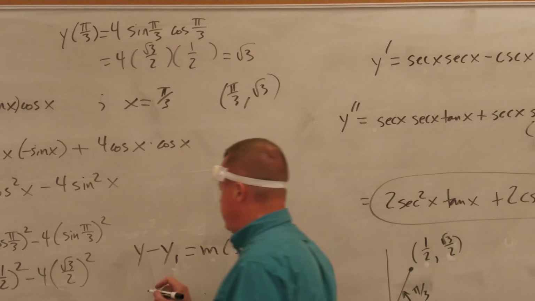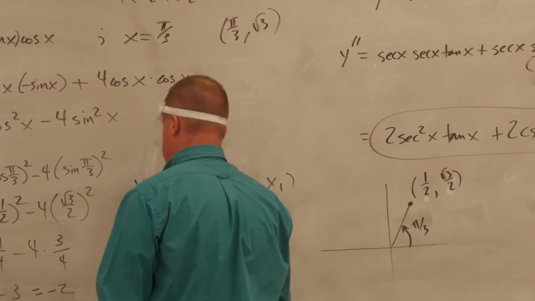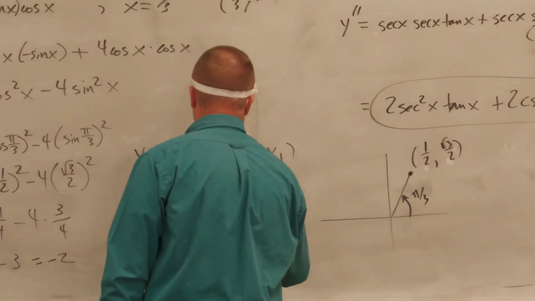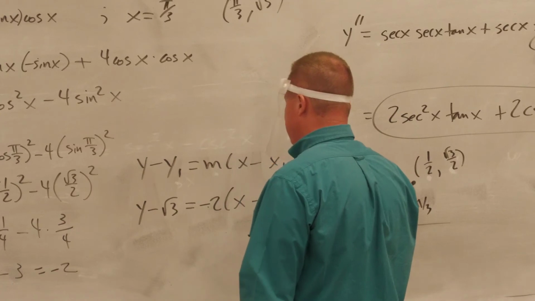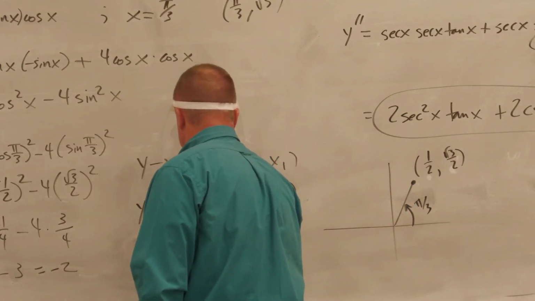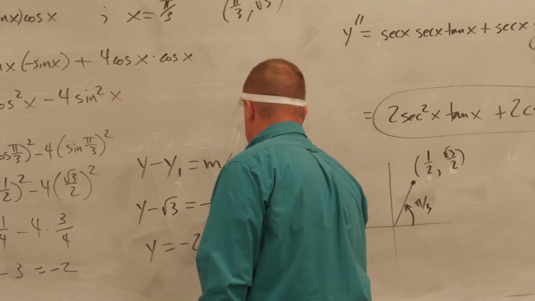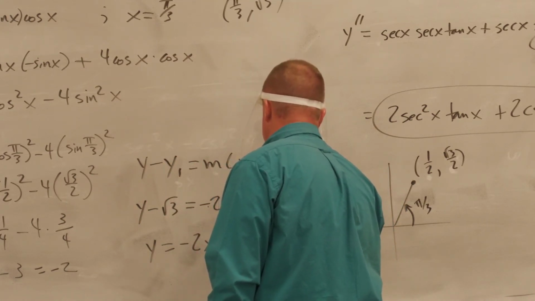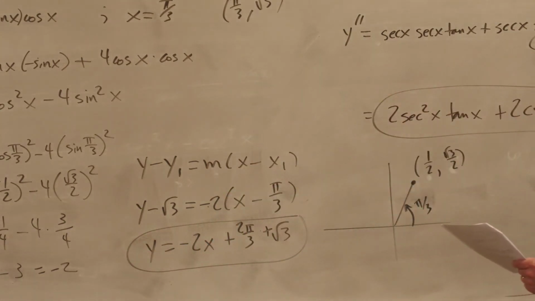So I have y minus the y coordinate, root 3, equals the slope, -2, times x minus the x coordinate, pi over 3. All I can do there really is just simplify: y = -2x plus 2 pi over 3 plus root 3. Okay.